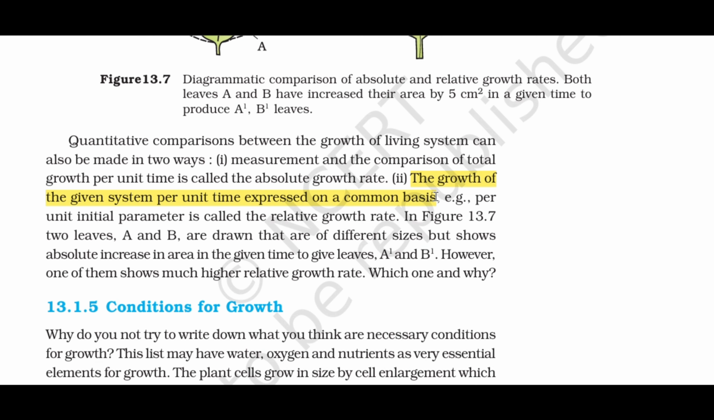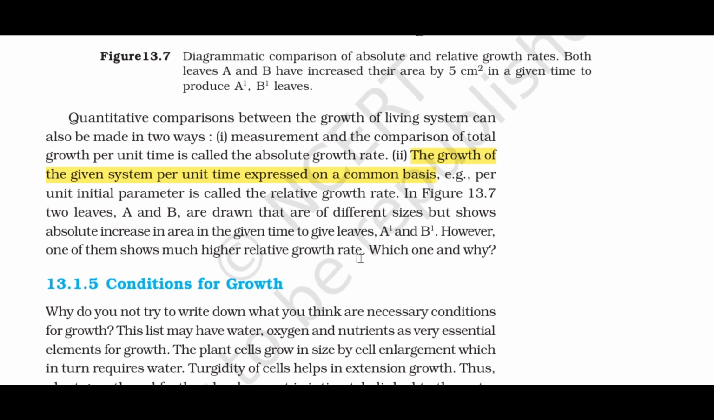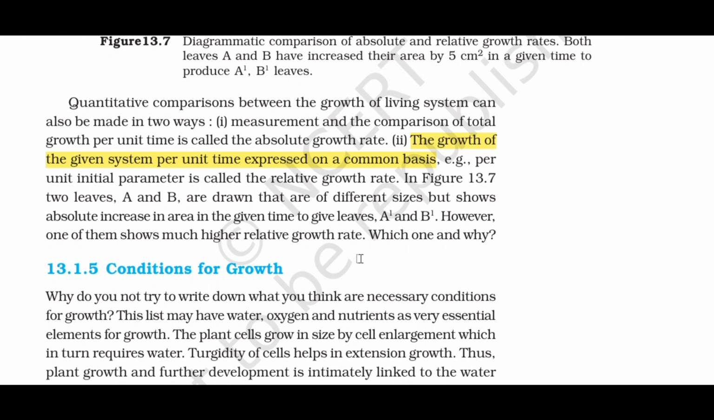In figure 13.7, two leaves, A and B, are drawn that are of different sizes but show absolute increase in area in the given time to give leaves A1 and B1. However, one of them shows much higher relative growth rate. Which one and why? Conditions for growth.